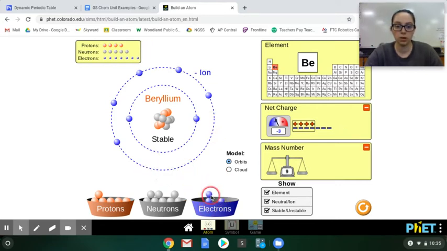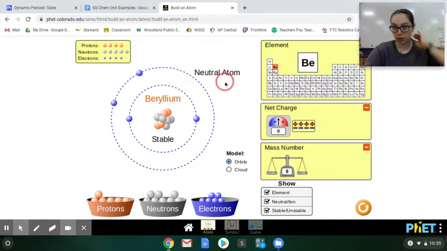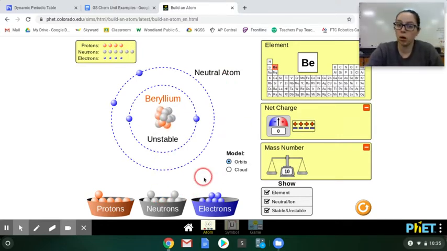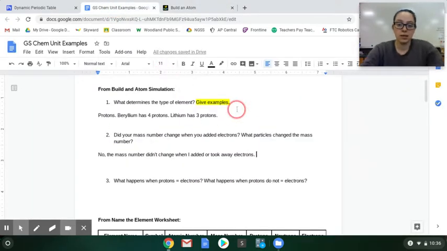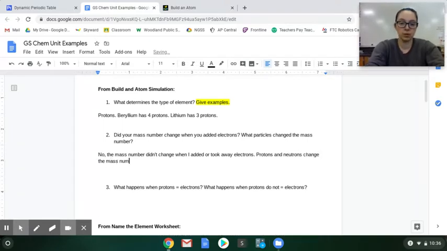So let's try something else. I'm going to remove all of these electrons so it can be neutral again. There we go. See, neutral atom. So I'm going to now try neutrons, see if that changes anything. Whoa. I added another neutron. Now I have an unstable nucleus, but I have a mass number of 10. What happens when I add a proton? Oh, proton. Changed it to boron. Also changed our mass number to 11. So to me that says protons and neutrons change the mass number.